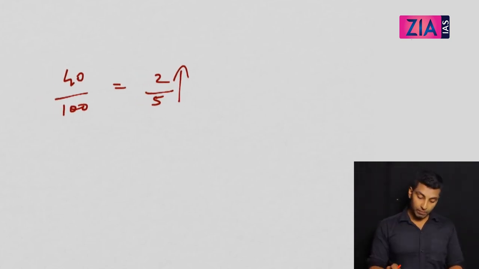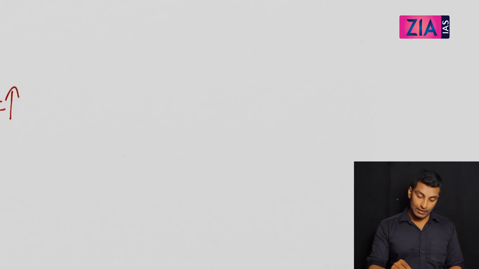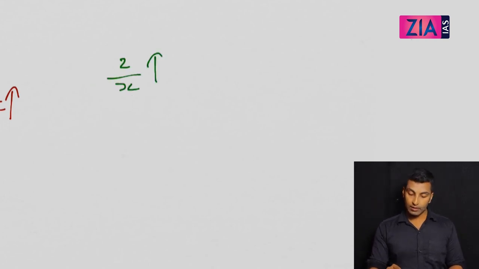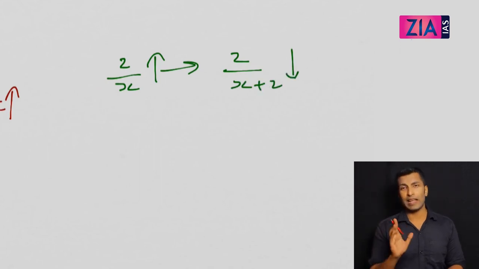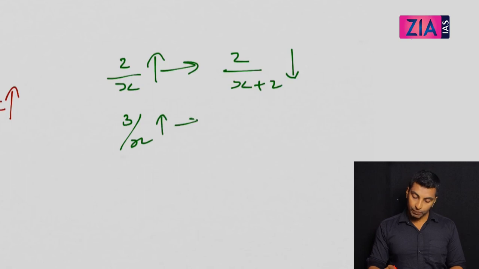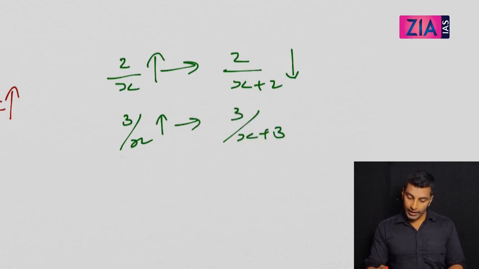But I have a rule for 2 by 5 also. It's like this: if 2 by x increases, it will lead to 2 by x plus 2 decrease. Very much the same as 1 by x, 1 by x plus 1; 2 by x, 2 by x plus 2. Then what if it is 3? 3 by x increase will lead to 3 by x plus 3 decrease.